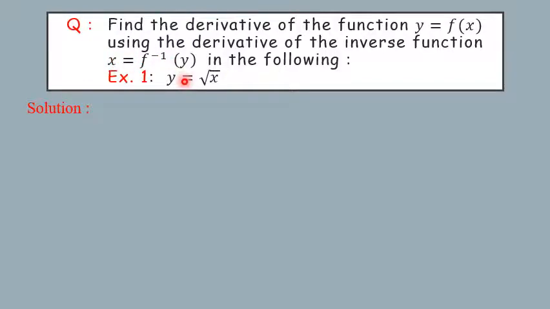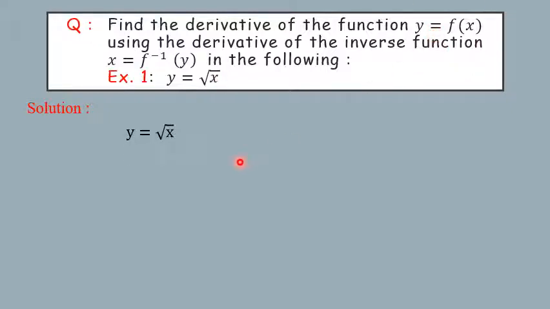Okay, so now see, example number 1 is y is equal to under root x. So y is equal to under root x is the given function. So first we are going to define its inverse function. Then we find the derivative of the inverse function. And then we are going to find dy by dx.